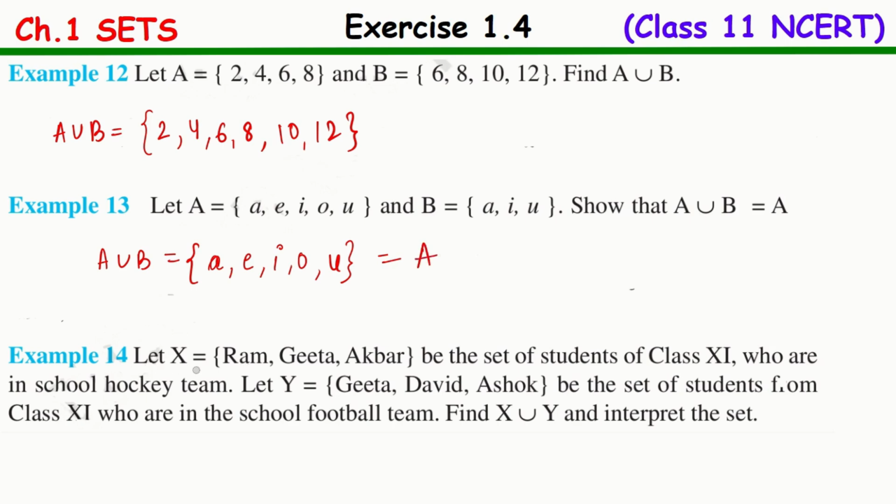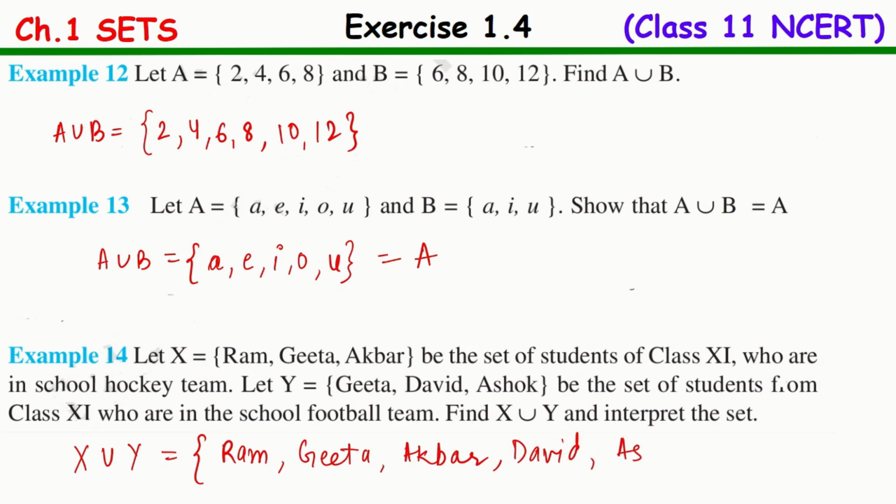Example 14 says that set X contains Ram, Geeta and Akbar, the set of students of class 11 who are in the school hockey team. Y contains Geeta, David and Ashok, the set of students from class 11 who are in the football team. X union Y. X union Y contains the elements of X. X contains Ram, Geeta, Akbar. Then we have to mention the Y elements. Geeta, but Geeta is already present, so we will not repeat it. Then we have David, and then at last we have Ashok. So this is the set of X union Y.